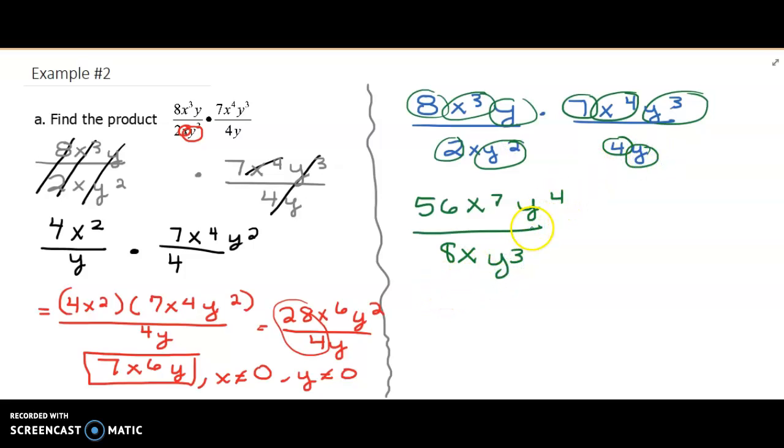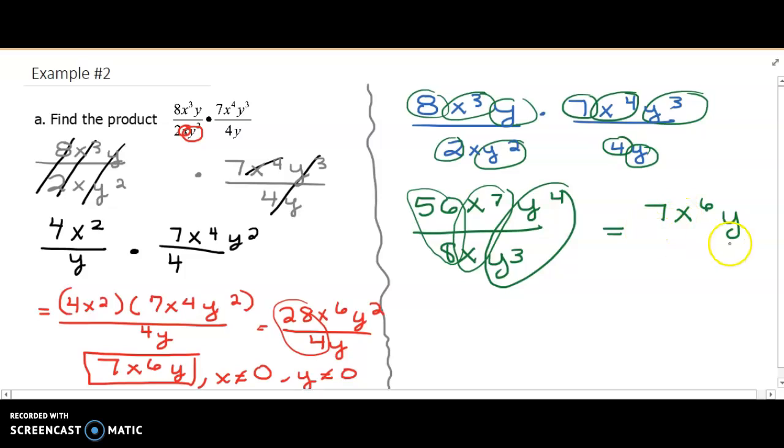Okay, so I just do that straight up, and then I simplify from here. Okay, so 56 over 8 is 7. x to the seventh over x is just x to the sixth. And y to the fourth over y to the third is just y. Okay, and then once again, we have to say that x cannot equal 0 and y cannot equal 0. And here's my answer.